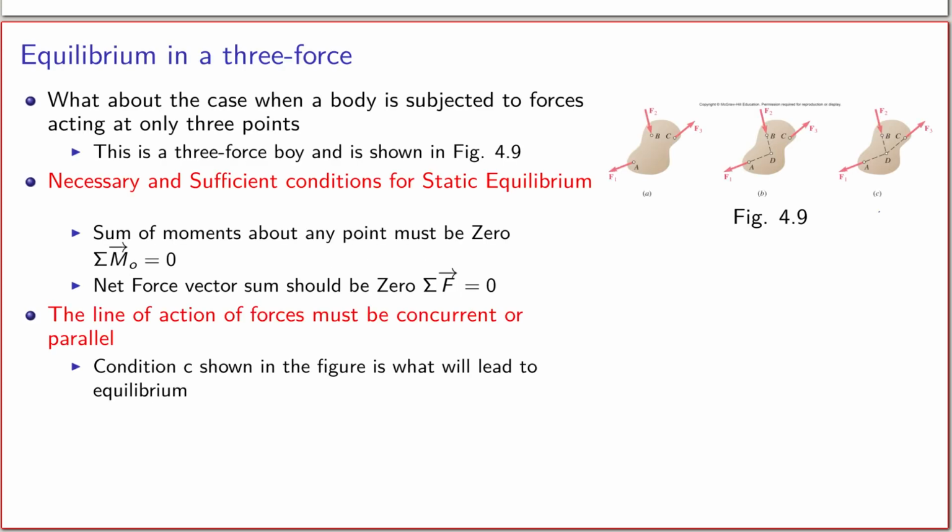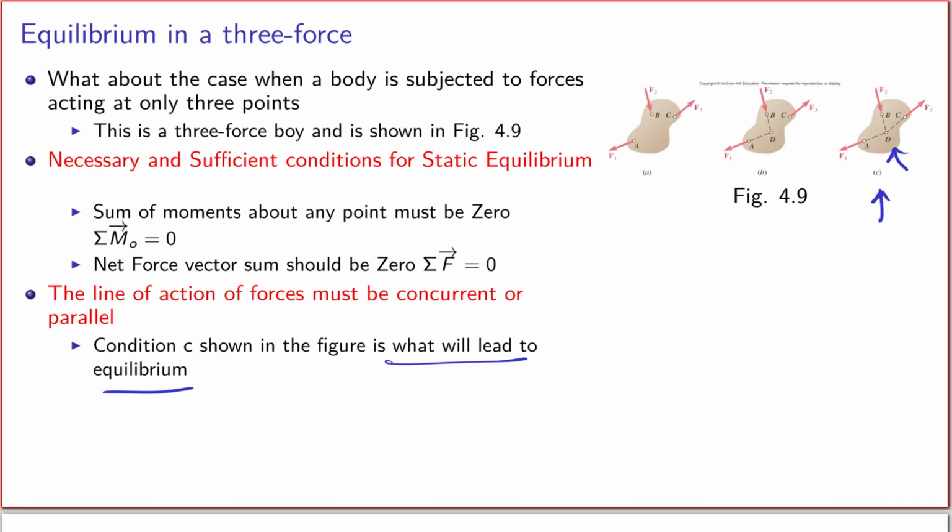But a deeper analysis will show you that the situation shown in condition C here is the one that will lead to equilibrium. And what that is saying is that essentially the forces are concurrent. That means they all pass through the same point when they are extended along the line of action. So in this case, for example, point D is where all three forces are passing through. And if the forces do pass through that, then you're going to have equilibrium. So one condition is that the line of action of all the forces should be concurrent.